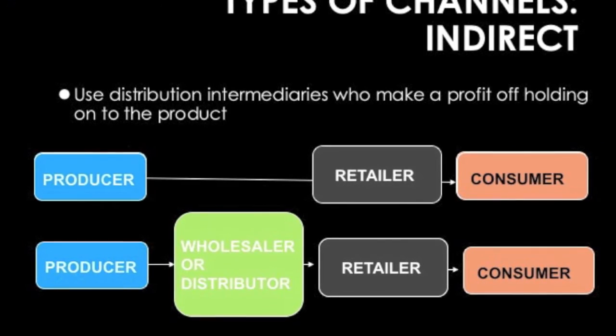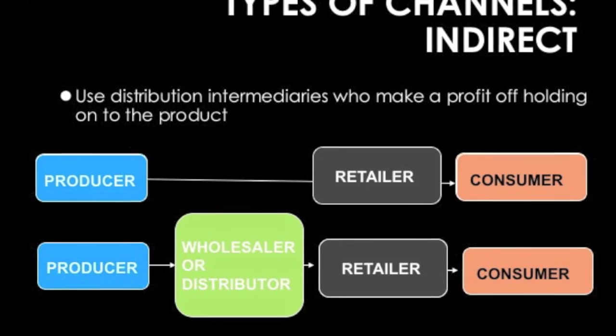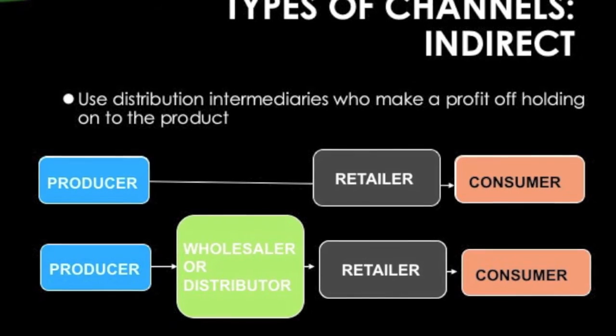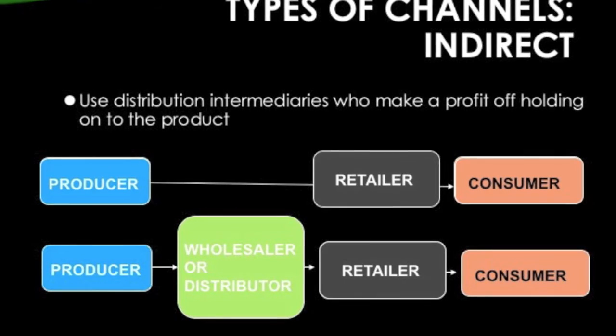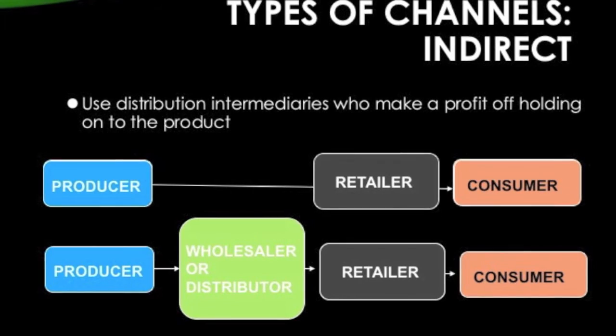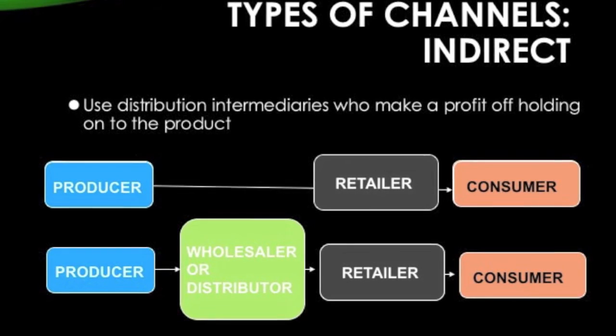The second one goes from producer to a wholesaler, which buys large quantities of this product, then they sell to a retailer and to the end consumer. Both the wholesaler and the retailer make some money off of holding and distributing these products before they get it to the end consumer.